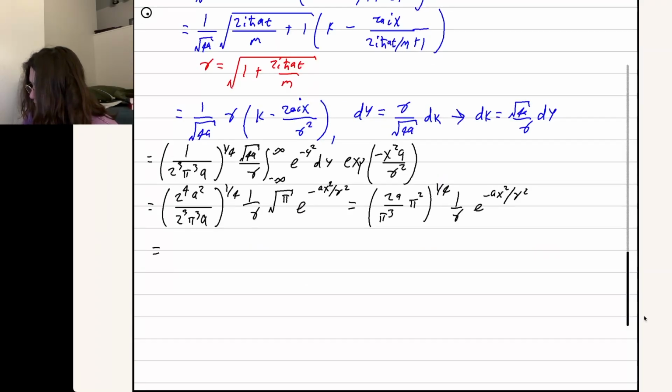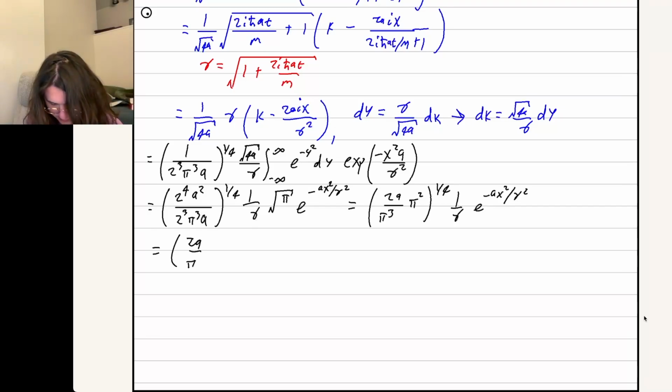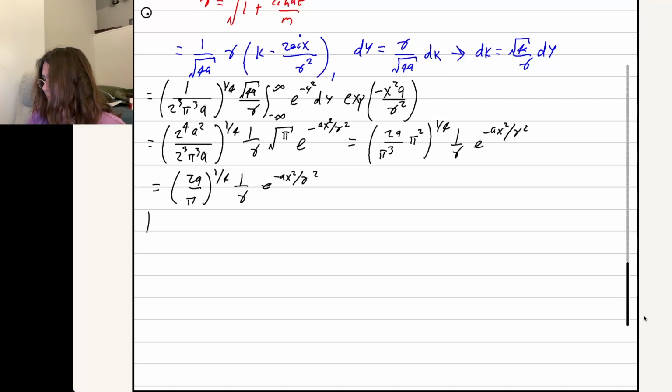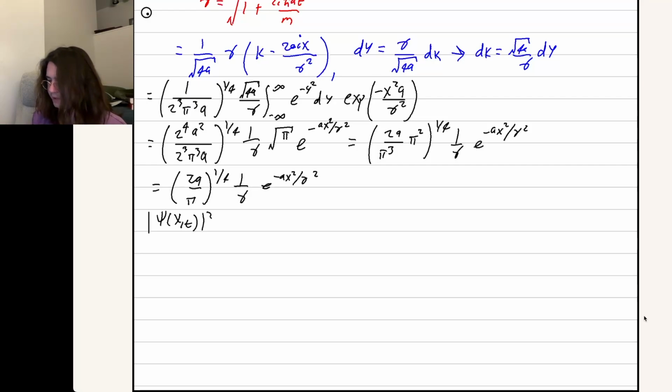So all in all, it's just 2a over pi to the 1/4, and this is going to be 1 over gamma, and this is going to be e to the minus ax squared over gamma squared. Okay. Now we need to find out what the square modulus of the wave function is and express it in a certain quantity.